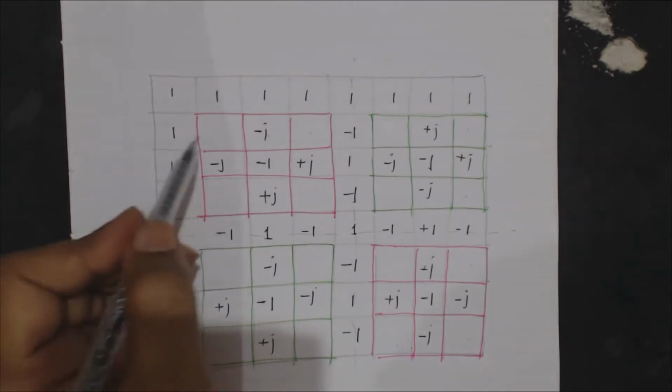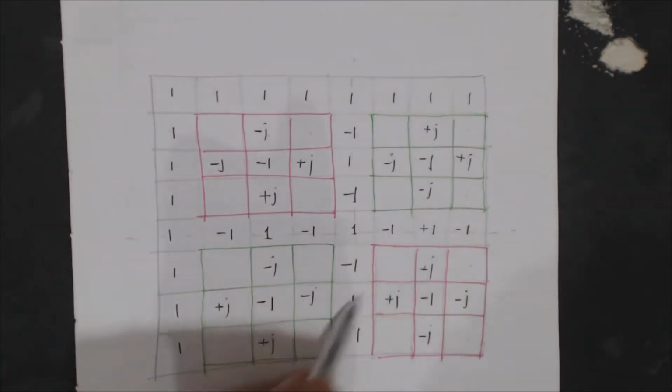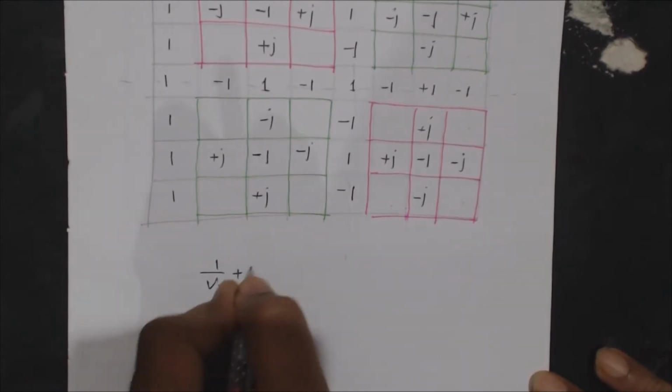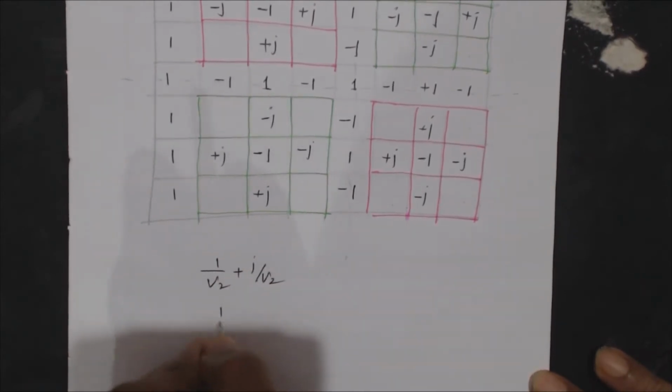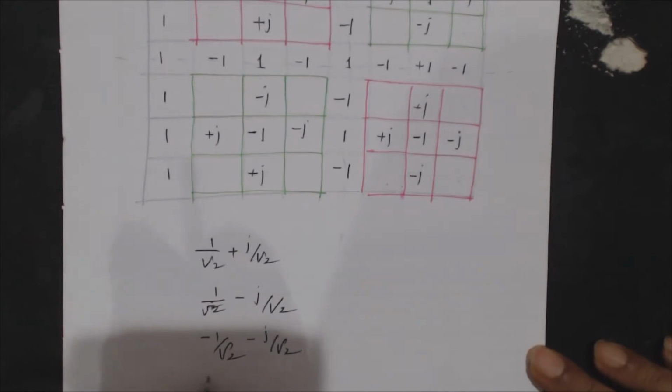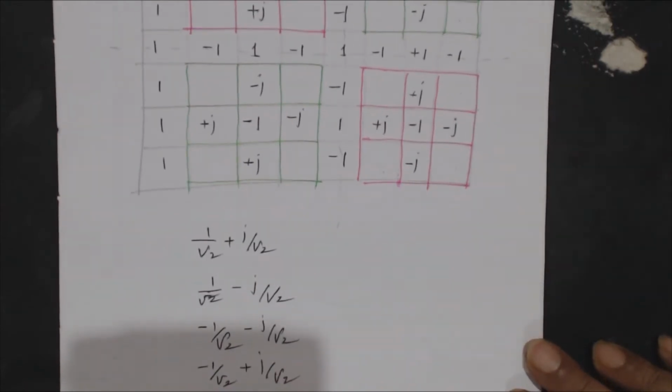Now the rest are the outer corners and the inner corners, and these cells will be filled up with 1 by root 2 plus j by root 2, 1 by root 2 minus j by root 2, minus 1 by root 2 minus j by root 2, minus 1 by root 2 plus j by root 2. Okay, so let us fill up all these cells.